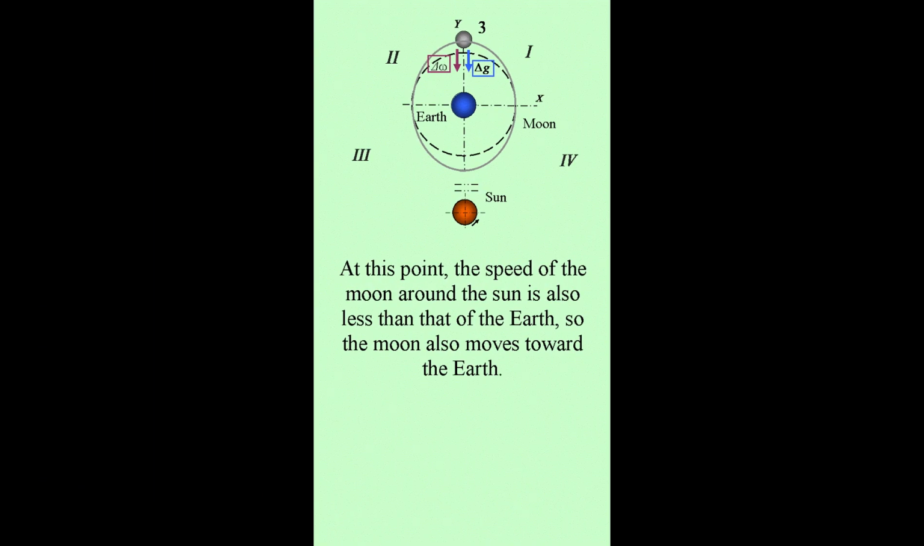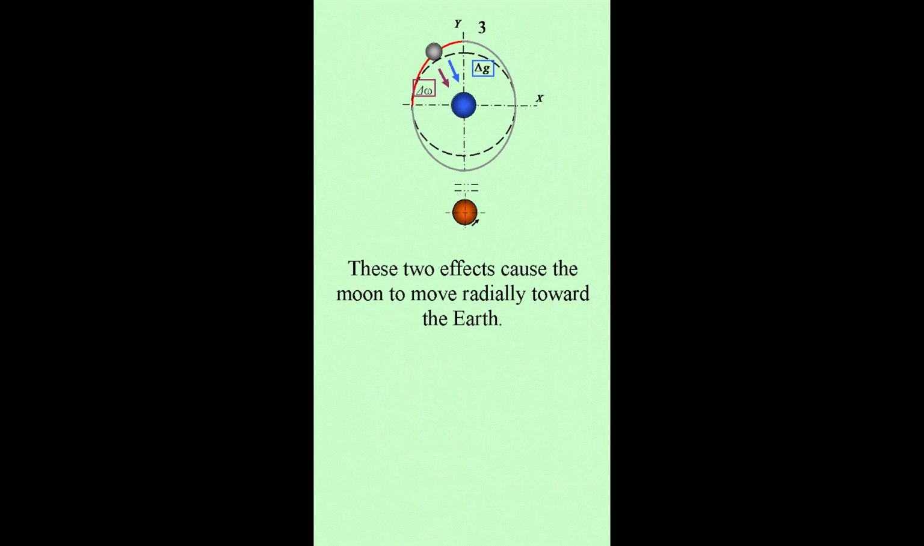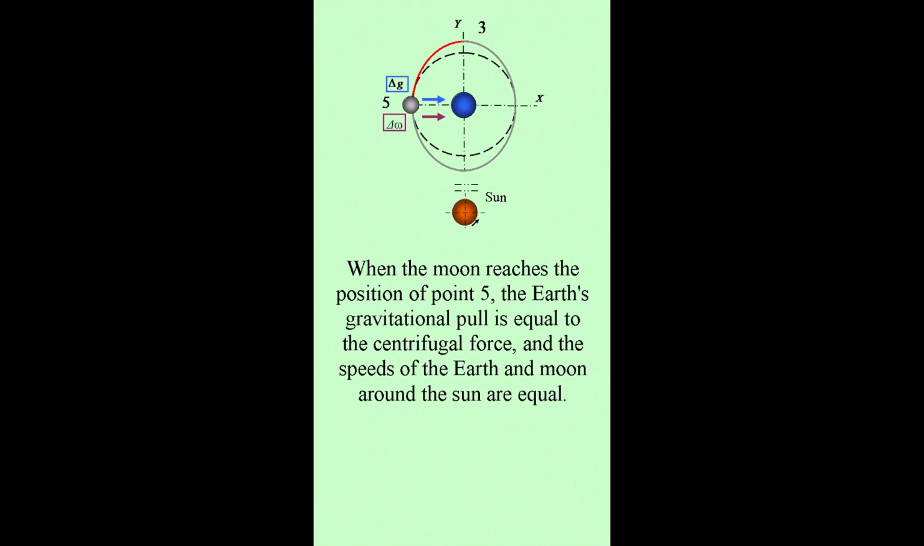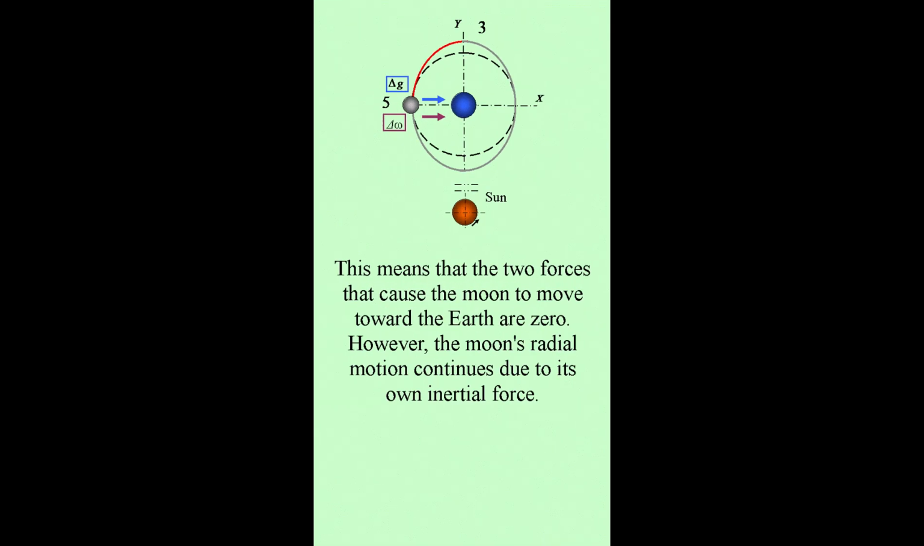At this point, the speed of the Moon around the Sun is also less than that of the Earth, so the Moon also moves toward the Earth. These two effects cause the Moon to move radially toward the Earth. When the Moon reaches the position of point 5, the Earth's gravitational pull is equal to the centrifugal force, and the speeds of the Earth and Moon around the Sun are equal. This means that the two forces that cause the Moon to move toward the Earth are zero.